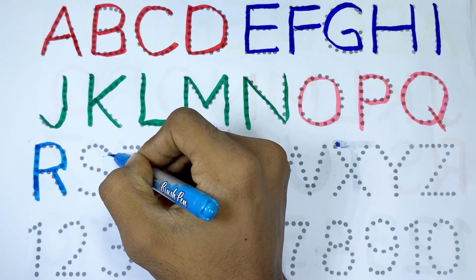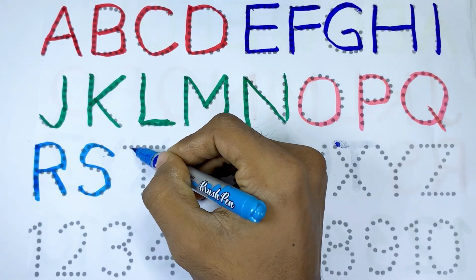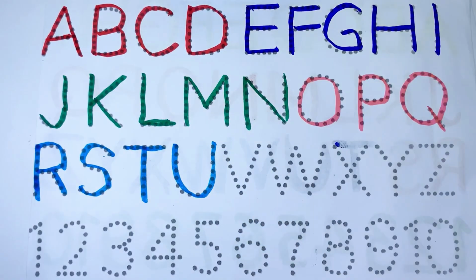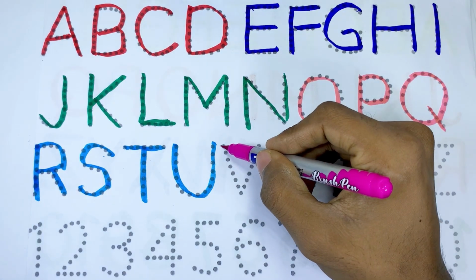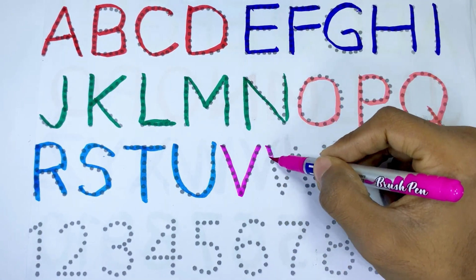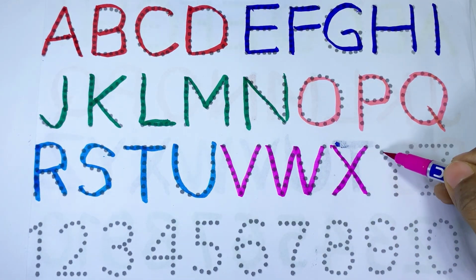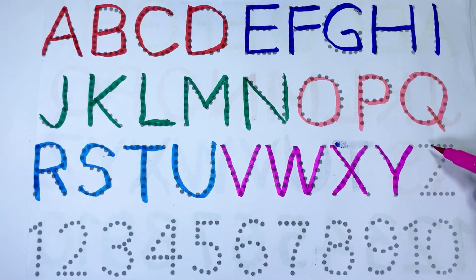Okay, so now you draw R. R for rose. S for sun. T for teacher. U for umbrella. Now you draw V. V for vanilla. W for whale. X for xylophone. Y for yo-yo. And Z for zebra.